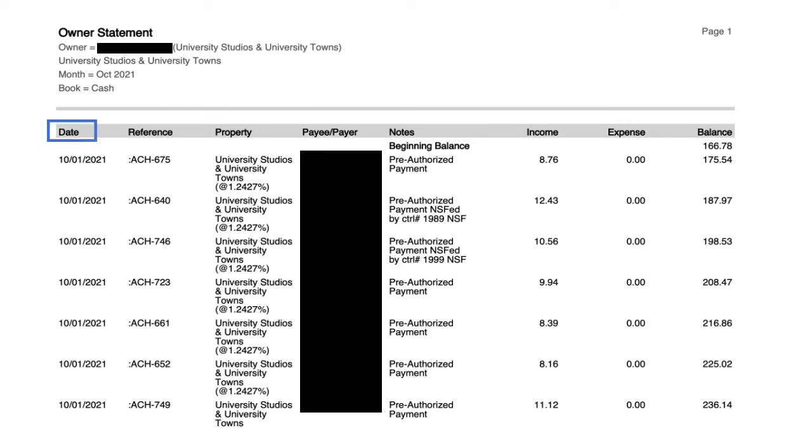The date column shows which calendar month the allocation is for. The reference column shows which account it came from. The property column shows which property it is and the ownership percentage. The note column shows where the income is from or where the expense is from. The income column shows your share of the income allocations of all participating owners. The expense column shows the amount of expenses that were allocated between all participating owners. The balance column shows the adding of all income and subtracting of all expenses.